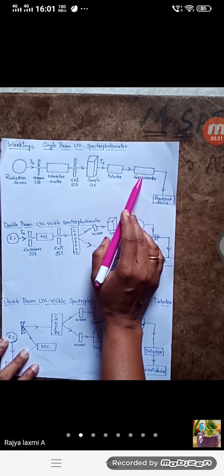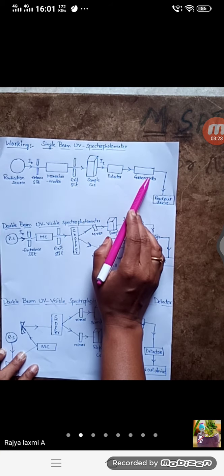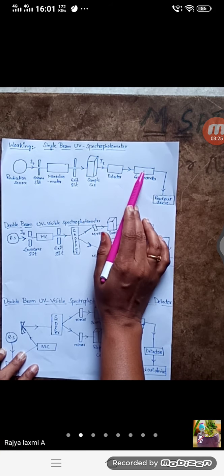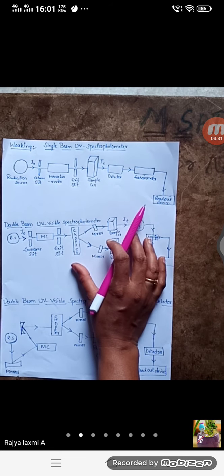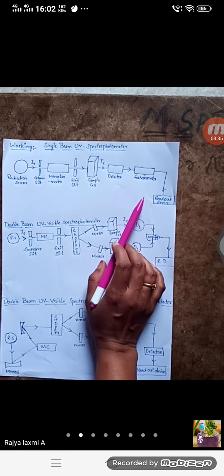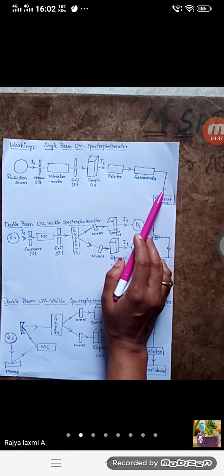Then there is the galvanometer, which measures current. From this galvanometer the signal goes to the readout device, which is a system, a computer. The intensity peaks and absorbance will all be shown in this readout device.